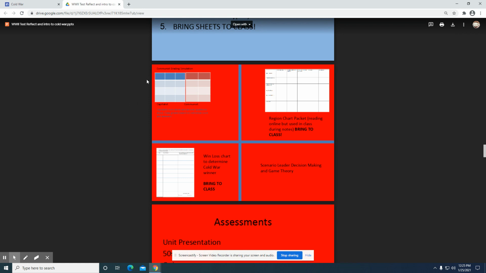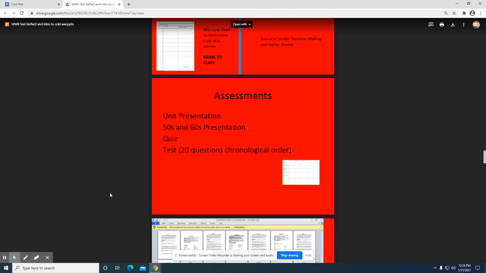So we notice here, we see the communist grading is this one. This is where your questions and answers are going to come from, where you're just going to either be in this communist side or the capitalist side. And then we'll have a win-loss sheet where students, primarily the leaders, are going to have to respond to a series of scenarios. We're also going to have a 50s, 60s section presentation.